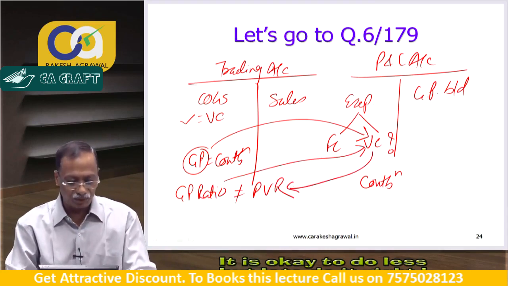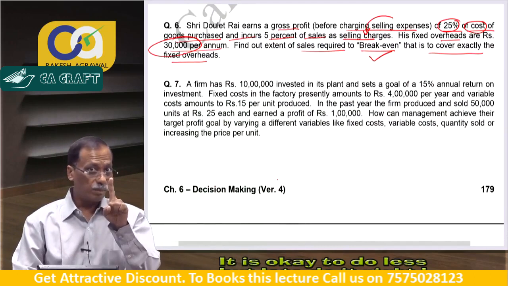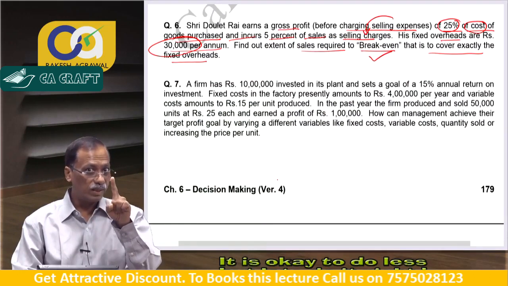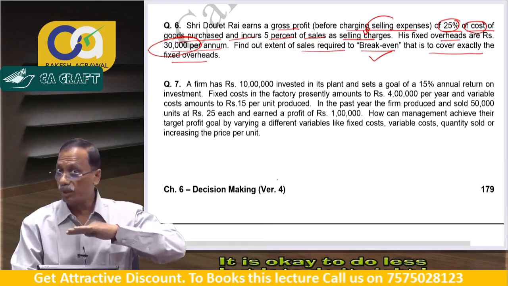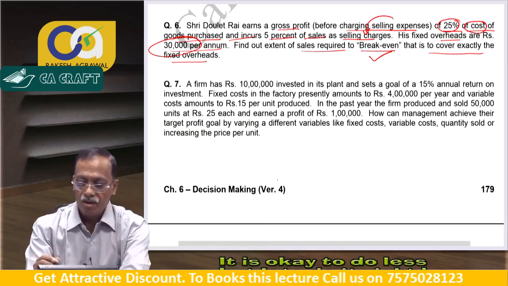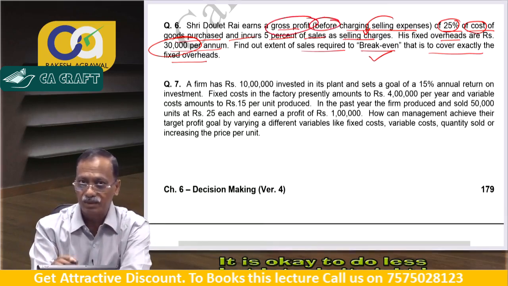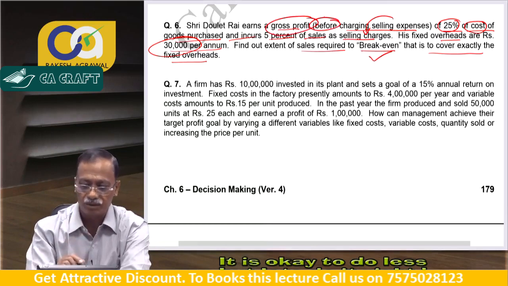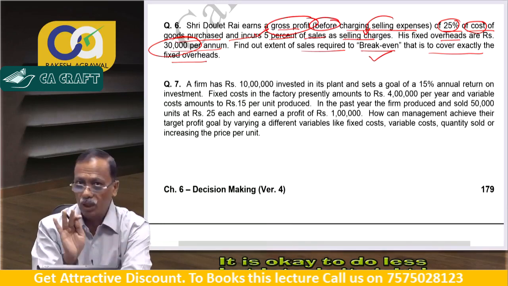I'll take you back to the question. Check this question. And please remember, PV ratio is calculated as percentage of sales. PV ratio is contribution upon sales, so the denominator should be sales. Now I have to make two changes in this question. First of all, this gross profit is calculated before charging selling expense, and selling expense is a variable cost because it is 5% of sales. It means in this question GP ratio is not equal to PV ratio.